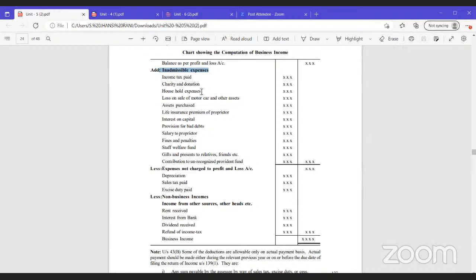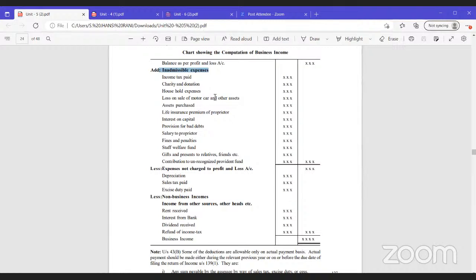So here they have given a few things which say that these are inadmissible. It is not mandatory that only these will come, and it is not mandatory that all of them will come. Depends on the question, it changes.